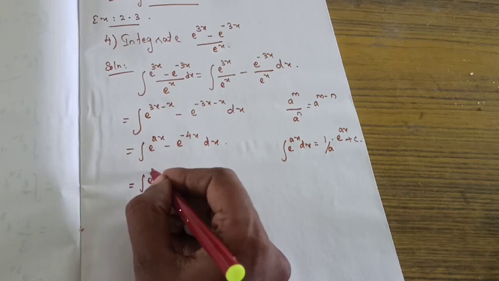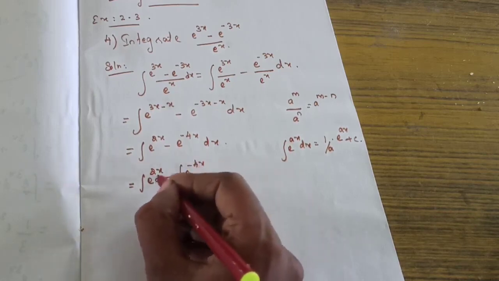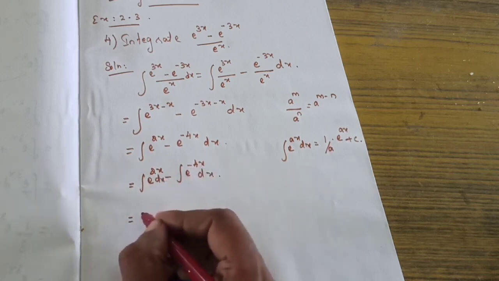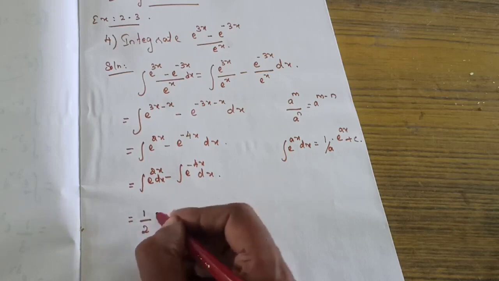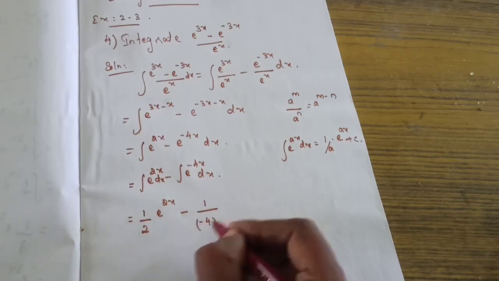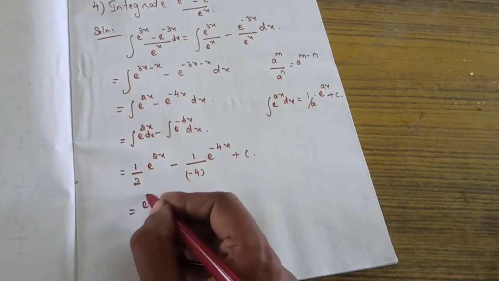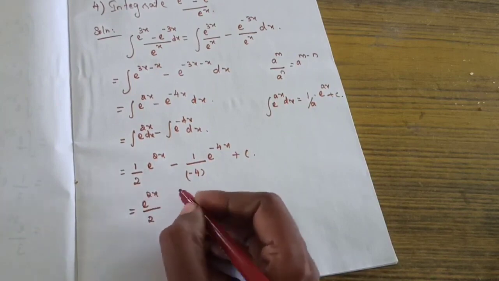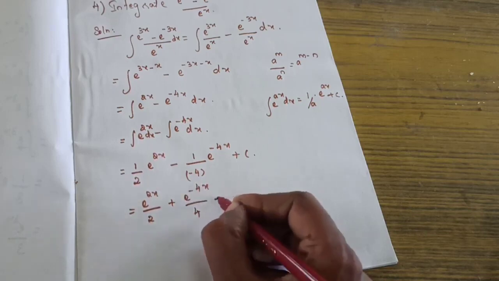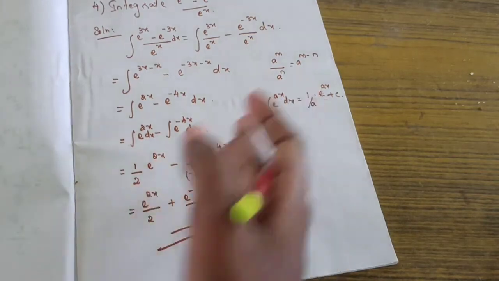So what is the integration here? Shall we split it: integration of e power 2x dx minus integration of e power minus 4x dx. So that's equal to, what is the a value here? 1 by 2. So 1 by 2 into e power 2x minus 1 by minus 4 into e power minus 4x plus c. Okay. That's equal to e power 2x by 2, minus into minus will change as plus, so e power minus 4x by 4 plus c. This is the required answer. Have you got it? Okay, very easy. So we are using this formula here.